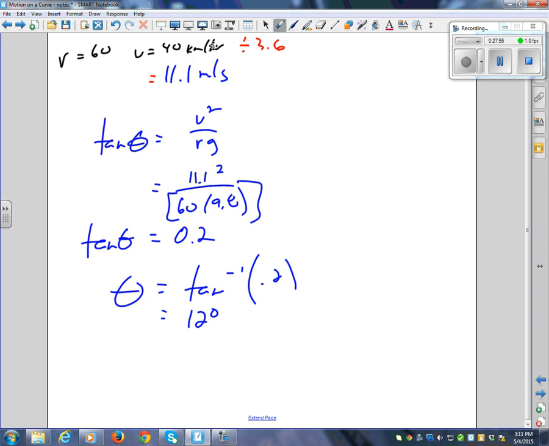What can they do to make it easier, so that people can drive around the curve faster? They can bank it more, or what else? Increase the radius, exactly. Which is generally what they do. Those curves generally are quite wide.